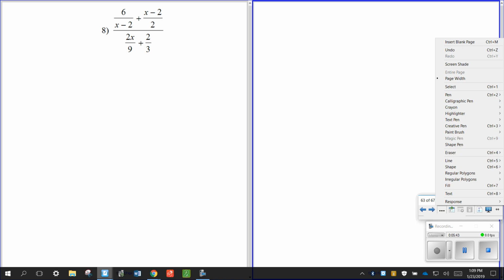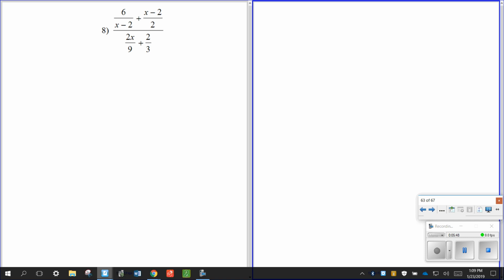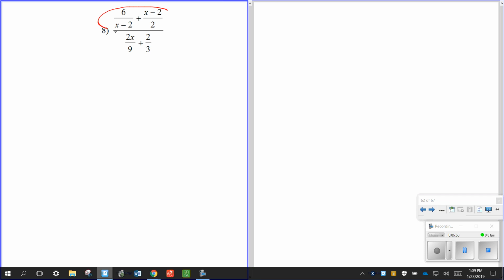Again, numerator and denominator, they kind of give us two problems within this one division problem. So my numerator, it's an addition problem. I'm adding some rational expressions. So to do that, I need a common denominator.